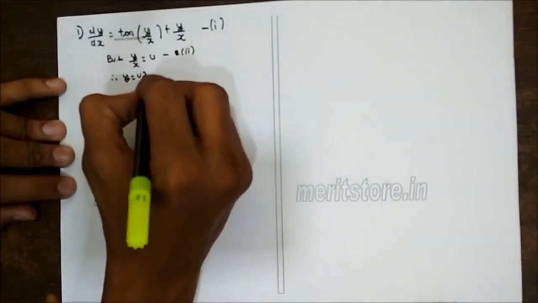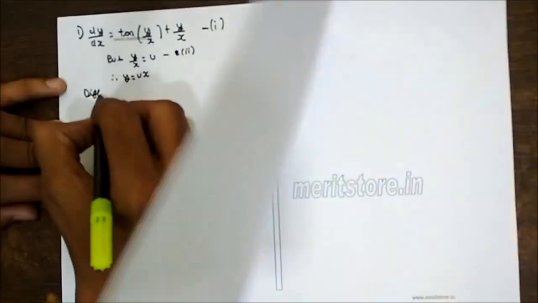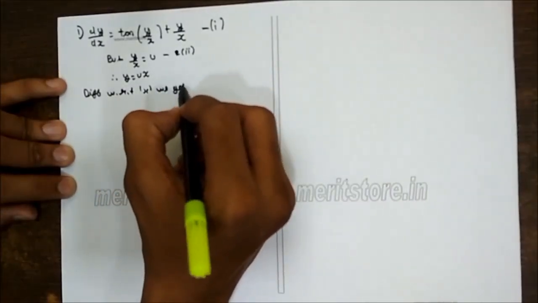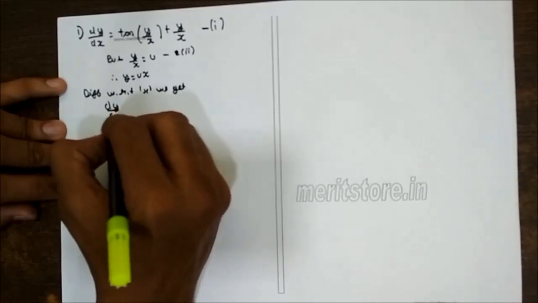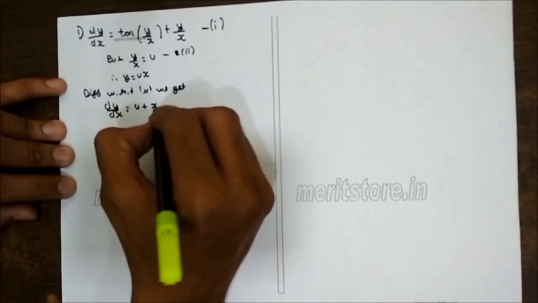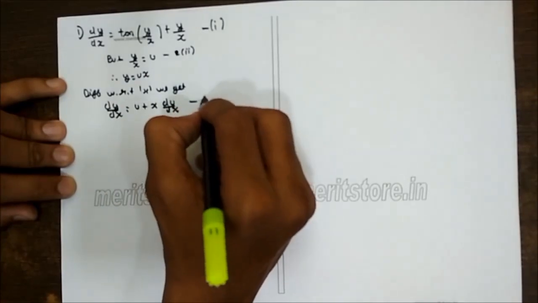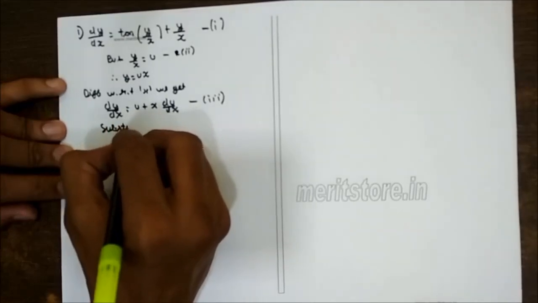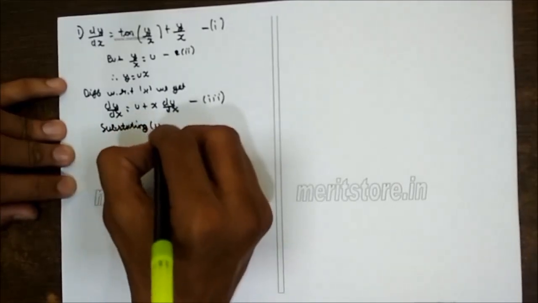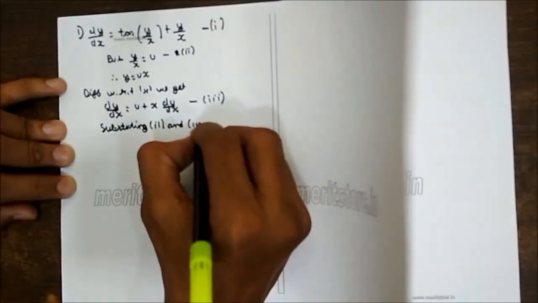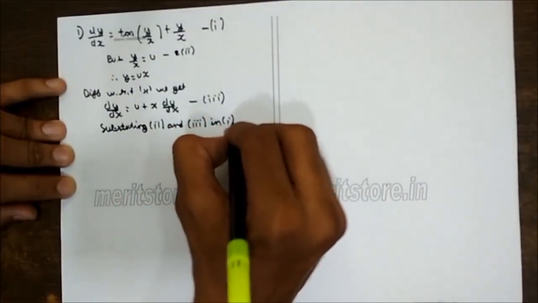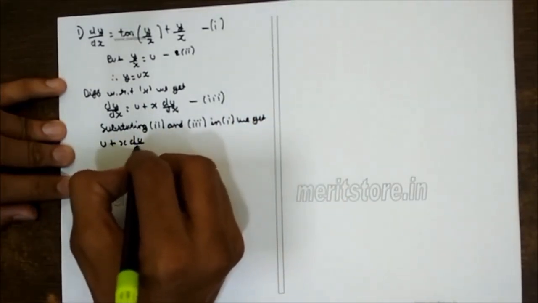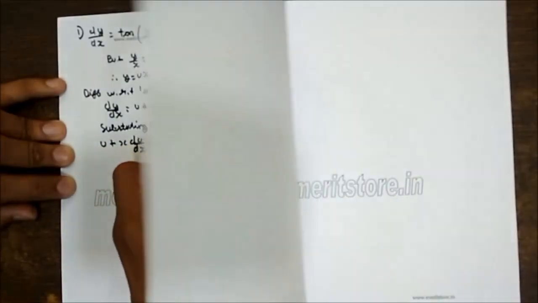Therefore y is equal to ux. Differentiate with respect to x, we get dy by dx is equal to u plus x du by dx. This is the third equation. Substituting 2 and 3 in 1, we get u plus x du by dx is equal to tan u plus u.